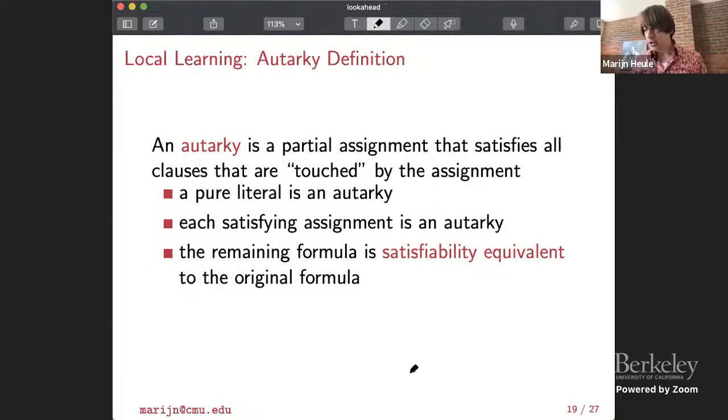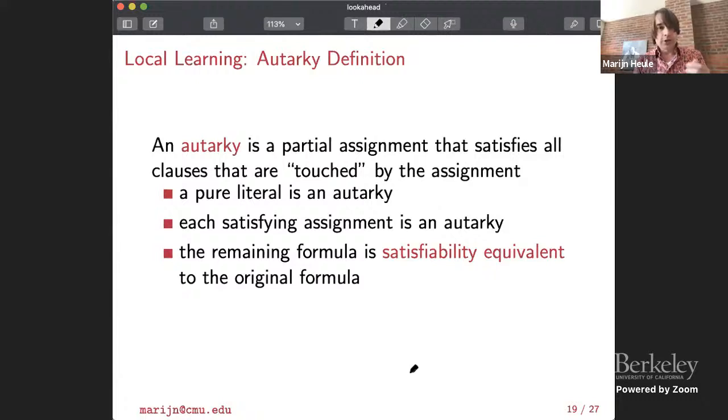Another technique is autarkies, and this is a bit more exotic. An autarky is an assignment that satisfies all the clauses that are touched by it. An example is the pure literal, which has no complement. So if you assign the pure literal to true, then clauses only get satisfied. Also, a satisfying assignment is an autarky because all the clauses are satisfied, so clearly all the clauses that are touched are satisfied.